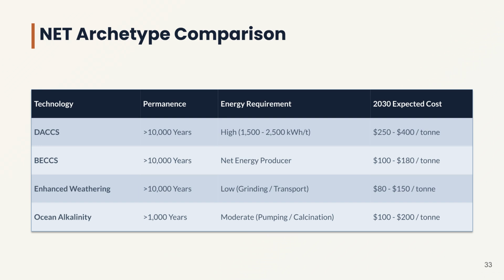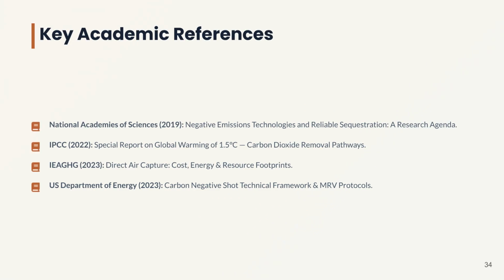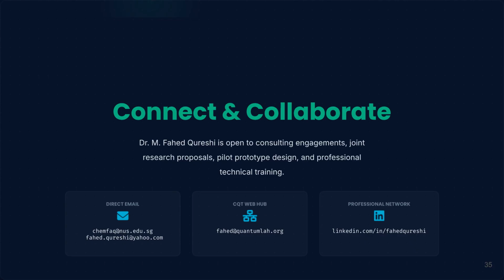This chart presents the projected 2050 portfolio mix, detailing how different carbon dioxide removal archetypes contribute to the overall global sequestration requirements. This comparison matrix provides a detailed breakdown of different negative emission technology archetypes, evaluating their unique characteristics and deployment potential. For further study, key references include reports from the National Academies, the IPCC, IEA GHG, and the U.S. Department of Energy, which offer foundational research and technical frameworks for carbon removal.